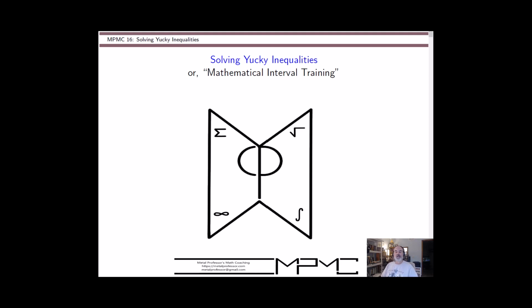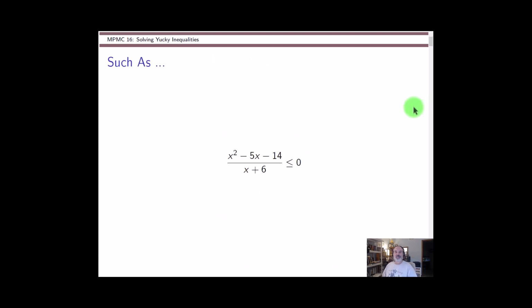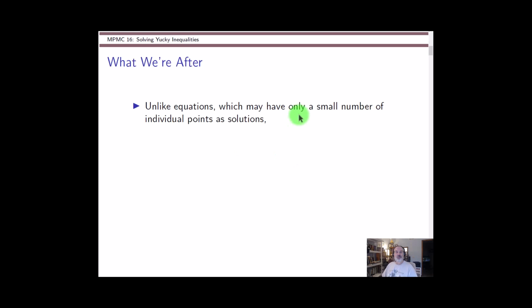Here is an example of solving a yucky inequality and how we can organize our data in an efficient fashion. This is the problem we're going to tackle. (x squared minus 5x minus 14) over (x plus 6) is the function, and we are going to discover where that function is less than or equal to 0, and we're going to represent that solution set properly.